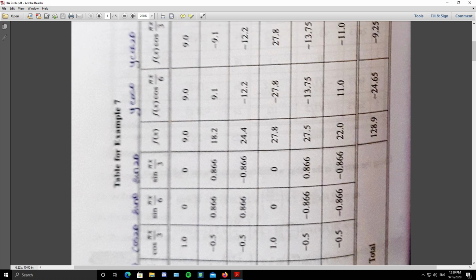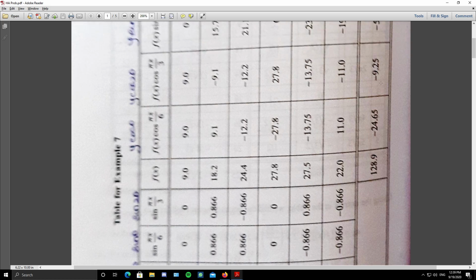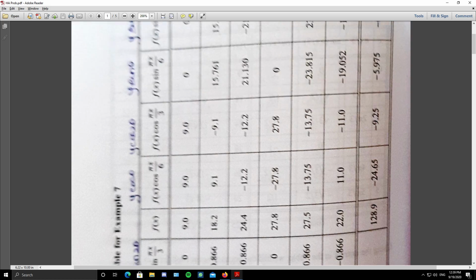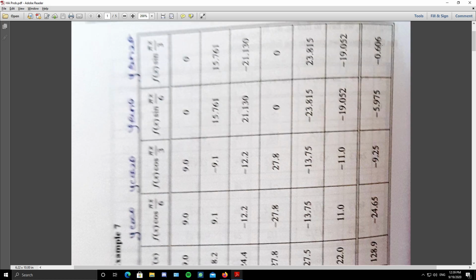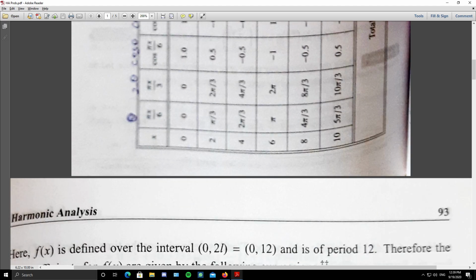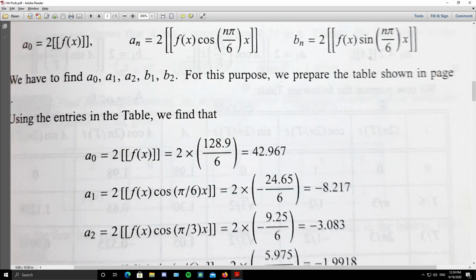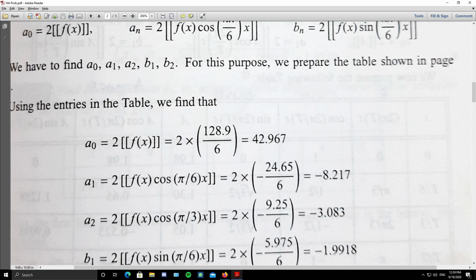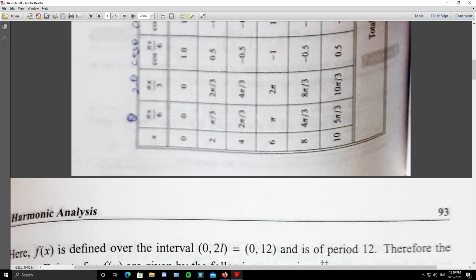Then find the sum of y. So you have the f of x column, that is y cos theta, this is for a1, this is for a2, this is for b1, and this is for b2. So you have a naught as 2 times the mean of f of x. So what is the f of x sum?